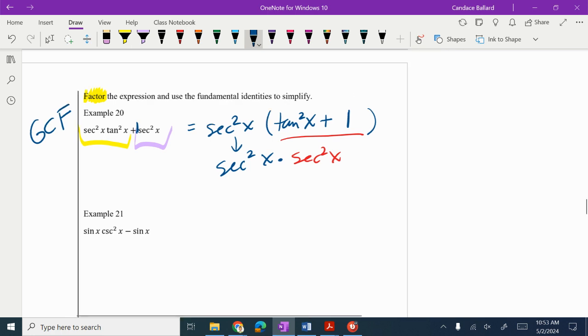Okay, I want to go back to algebra for a minute. If I have x squared times x squared, what am I supposed to do with the exponents? Add them. So it would be x to the 4th. Okay, I've got secant squared times secant squared. What's that going to come out to be? Secant to the 4th. And notice, the exponent is not on the x, it's on the secant.